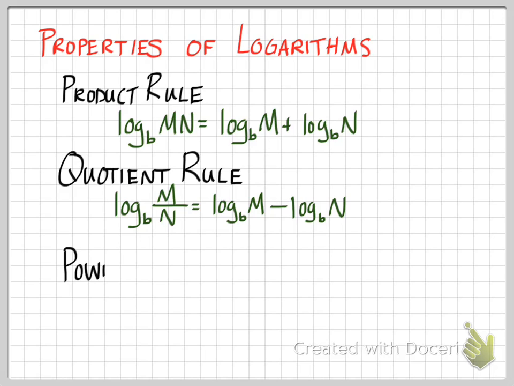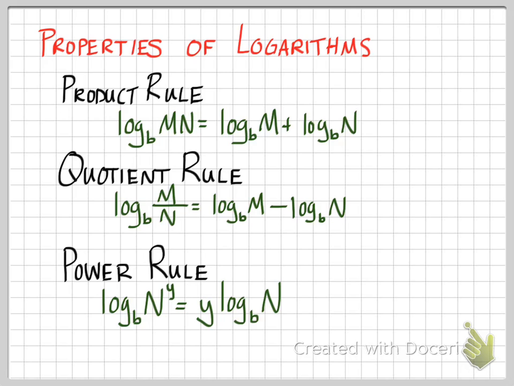The final rule that you need to know is the power rule, and the power rule states that if we have a power inside of our logarithm, in this case n to the y power, we can drop the power in front and it'll now be y times log base b of n. These rules are very simple, but they often get mixed up. So you definitely want to write them down, study them, and make sure that you practice them correctly.